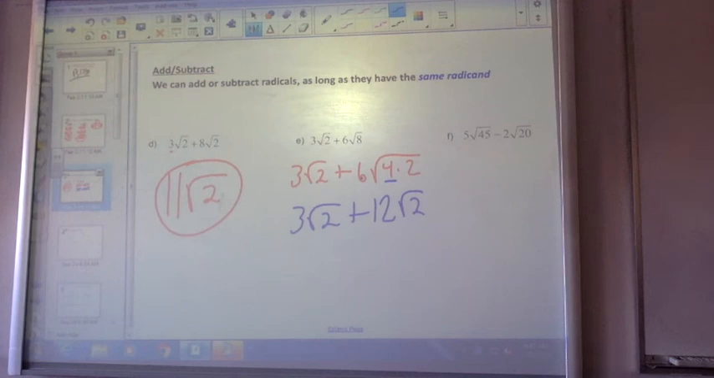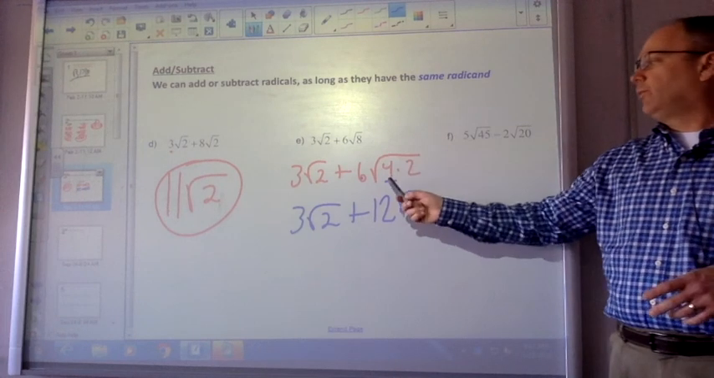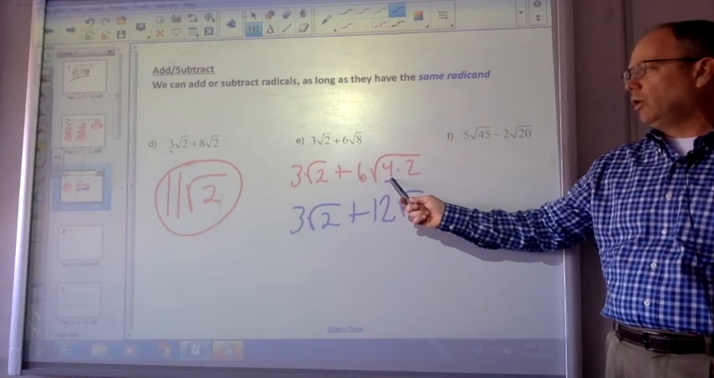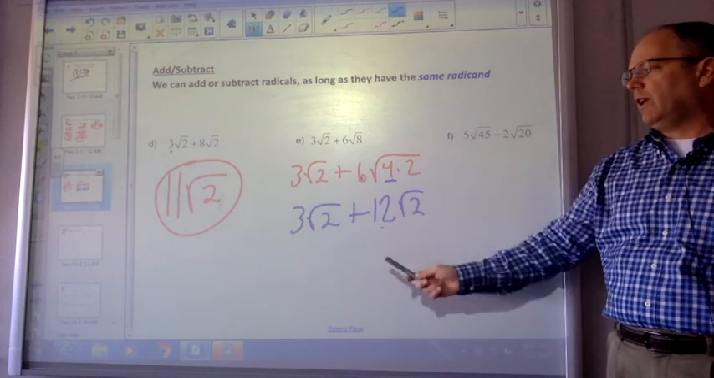Okay. But I have unlike radicals. So remember I said radicals are like x and y's. So root 2 and root 8 are different, so I can't add them together. But I could break root 8 up to 4 and 2. That becomes square root of 2, or square root of 4, which is 2. 2 times 6 is 12. That's where it came from.